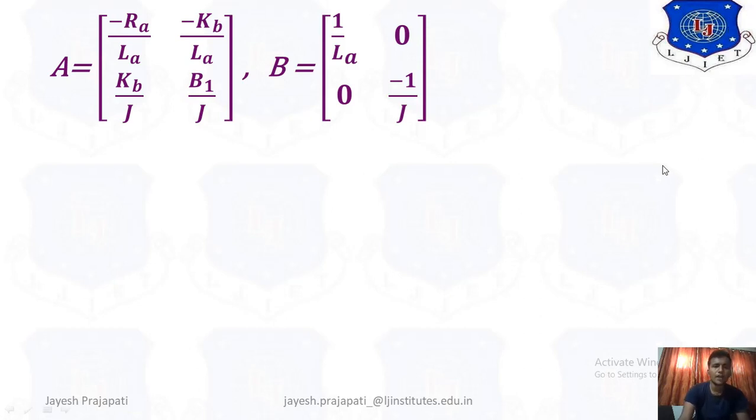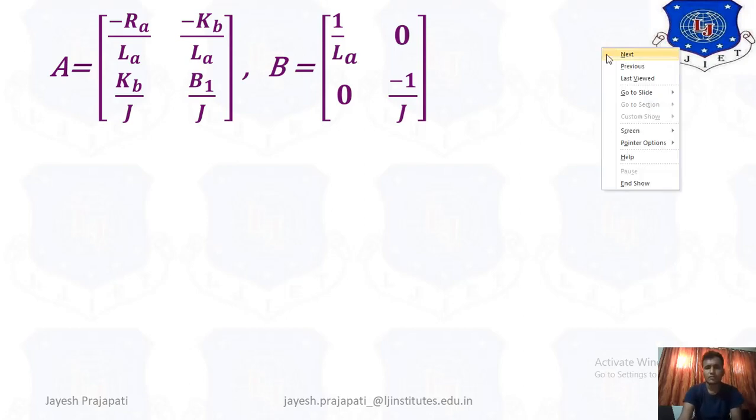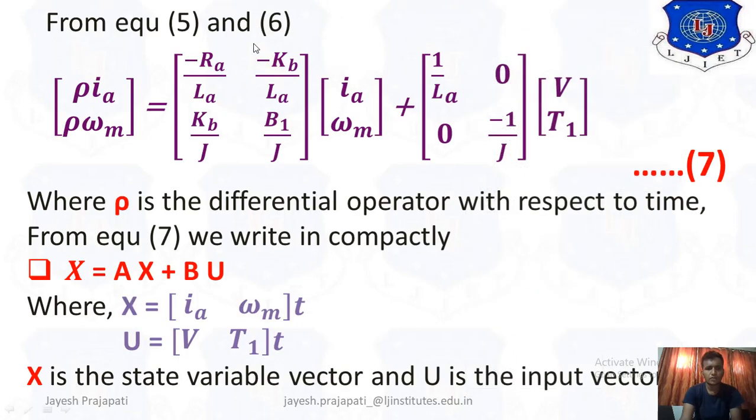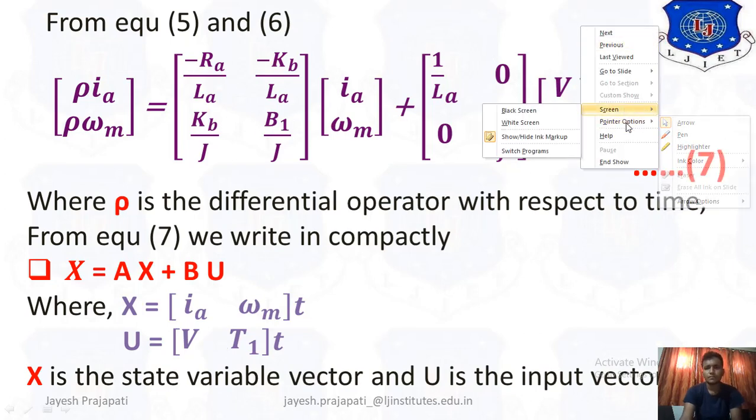Now, from this equation, A is equal to minus Ra divided by La, minus Kb divided by La, Kb divided by J, minus B1 divided by J, and B is equal to 1 by La, 0, 0, minus 1 by J. That comes from these equations. Okay, A is equal to this and B is equal to this. We can write x is equal to this and u is equal to this, so that is A and that is B.